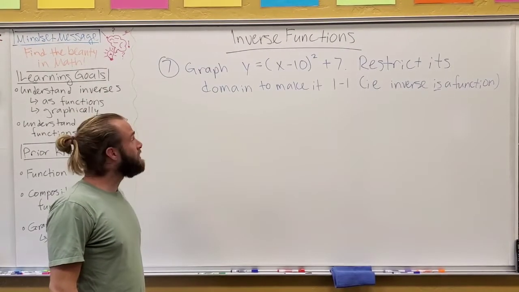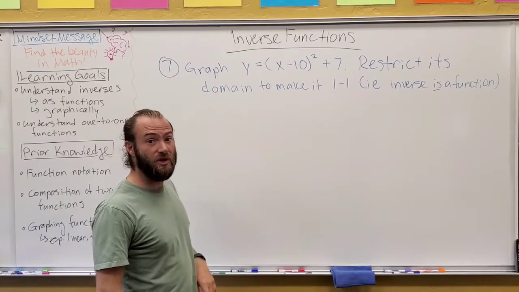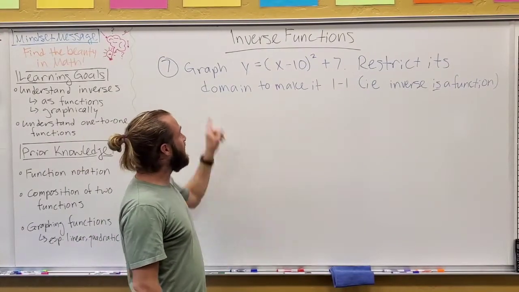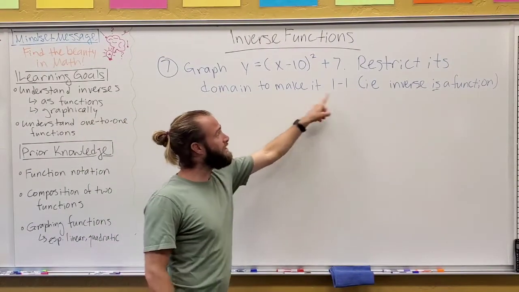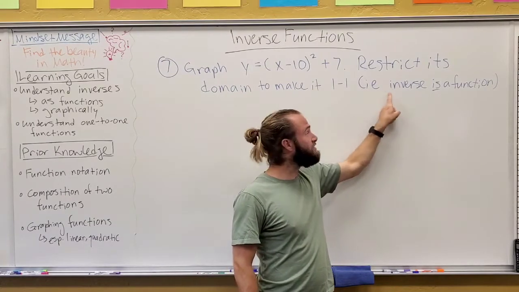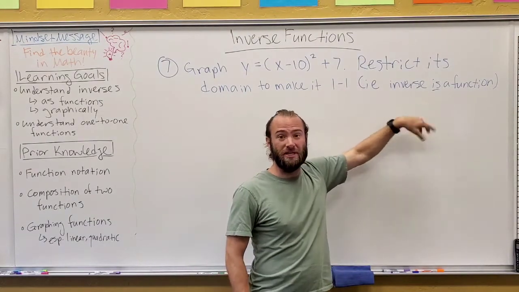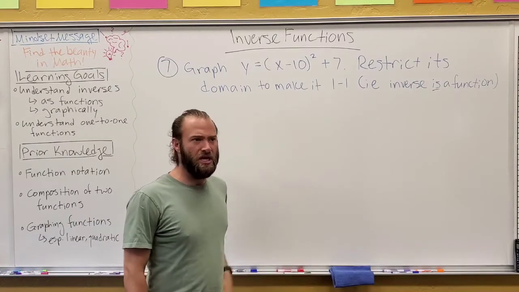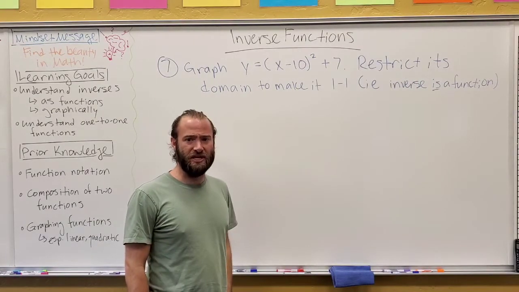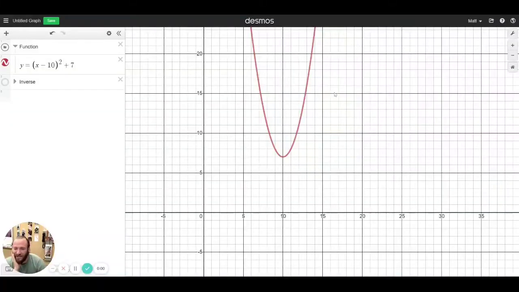So we're going to illustrate with an example. We're going to use the same function that wasn't one-to-one a moment ago, and we're asked to restrict the domain to make it one-to-one. And this means its inverse is a function. Okay, so being one-to-one also means that its inverse is a function. Let's dive into the graph actually and take a look at that. So let's take a look at this.